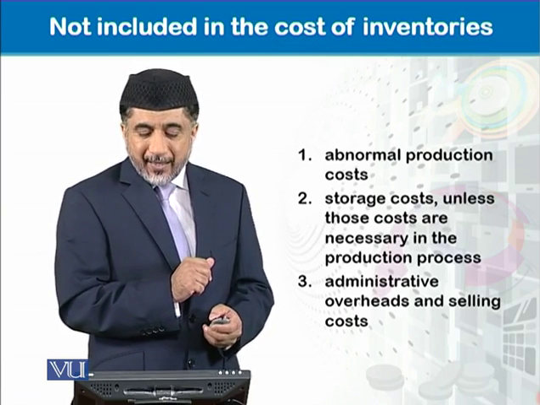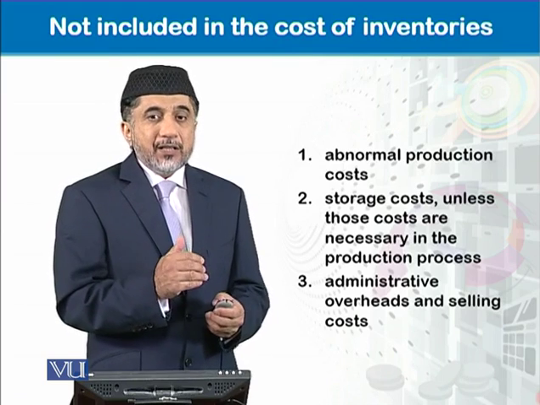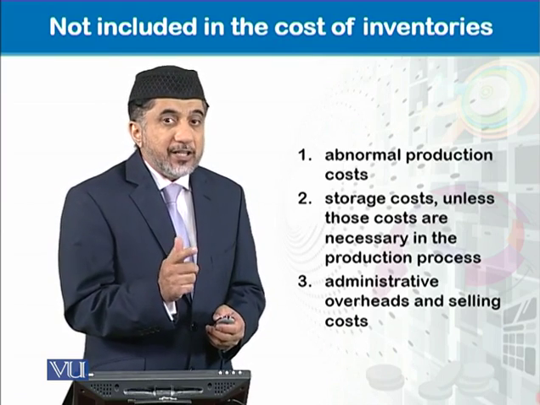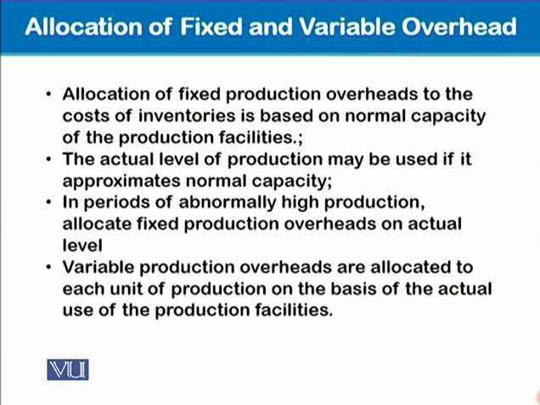That's the reason. And then administrative overheads and the selling cost, all these are not included in the cost of production. Let's have some very important information about allocation of fixed and variable overheads as well. You see that when we say fixed and variable overhead, it is in fact the factory overhead cost.